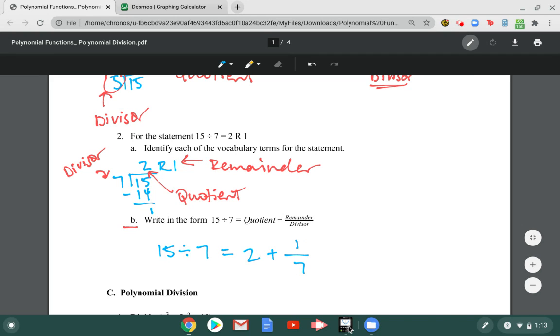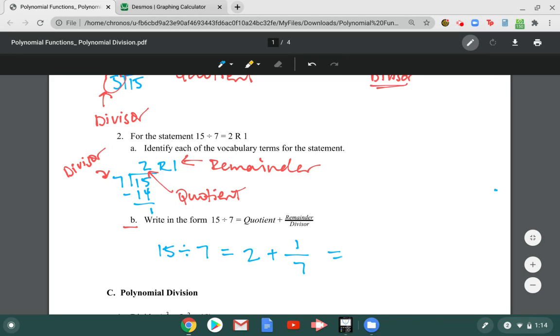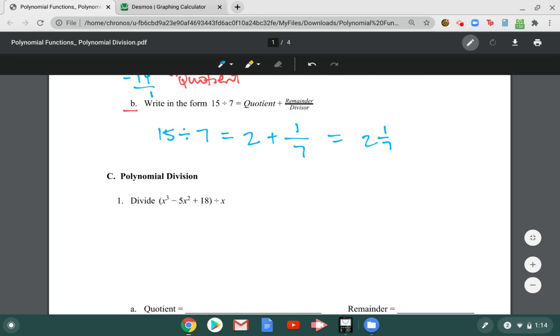Let's try that in the calculator. So it's 2 plus 1 divided by 7. And that gives me the same exact answer. So if I want to recreate the statement using the values that I get as my answer, that quotient and remainder, I write it in this fractional form. For just good old numbers, we don't need the plus sign there. We can just write 2 and 1/7. But for polynomials, which we're going to switch over to, we do need that plus sign in the middle.